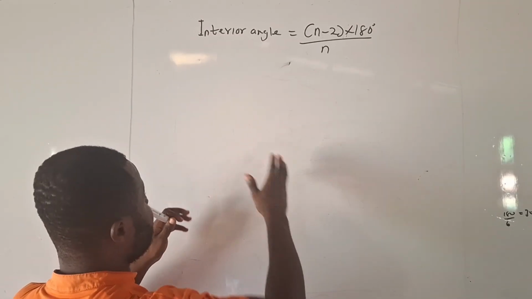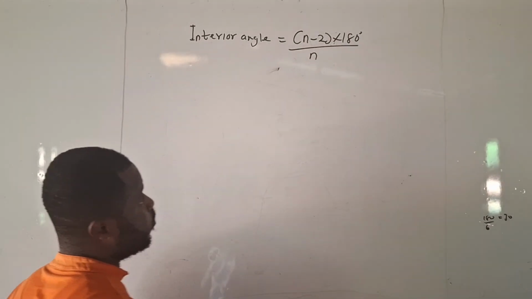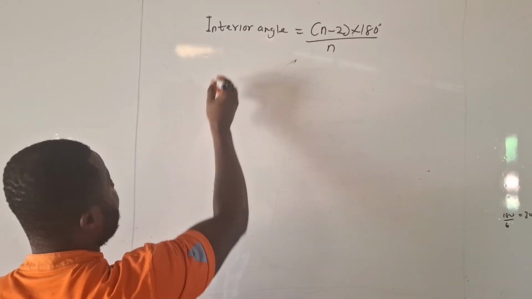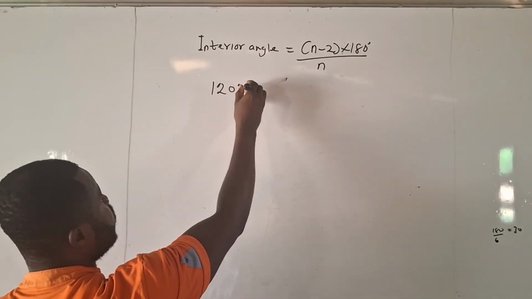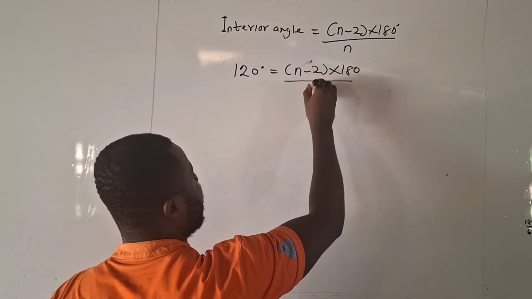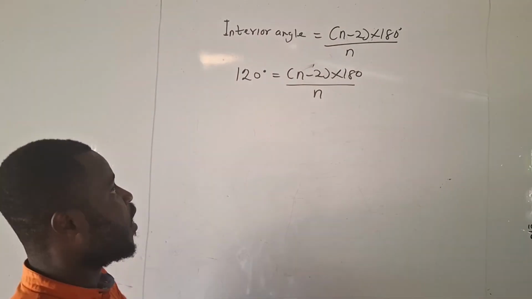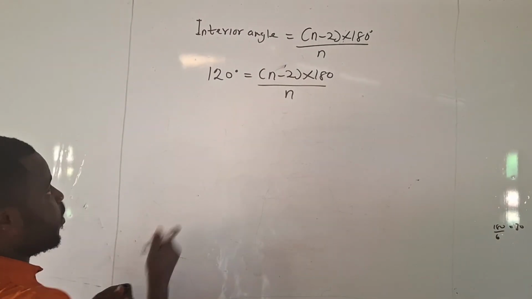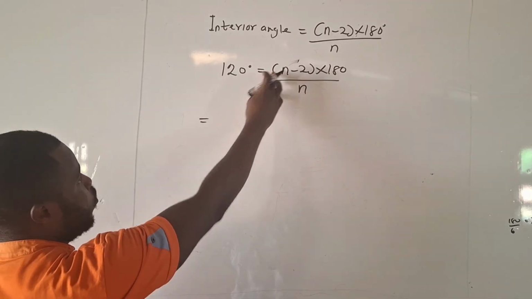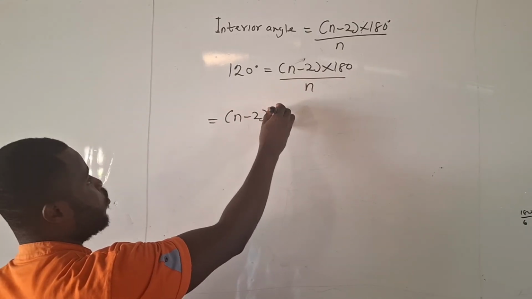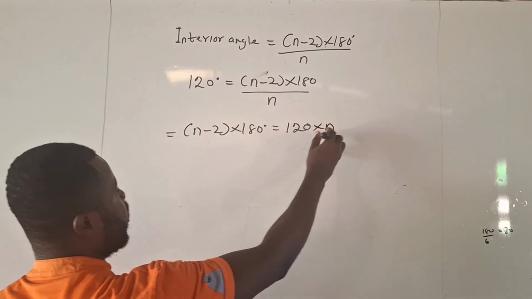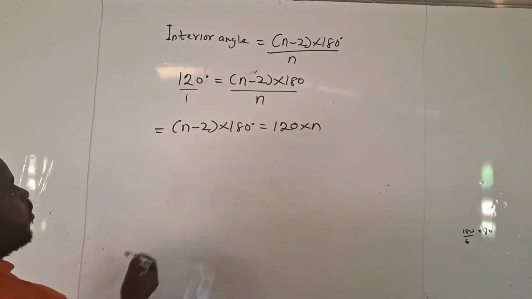As the formula says, interior angle is equal to (n minus 2) times 180 all over n. Here they've given us the interior angle as 120 degrees. So 120 will be equal to (n minus 2) times 180 all over n, and we have to find n. Now we can cross multiply, and we get (n minus 2) times 180 is equal to 120 times n.